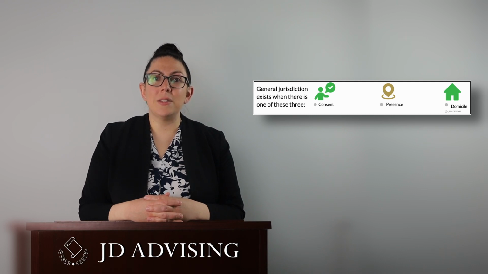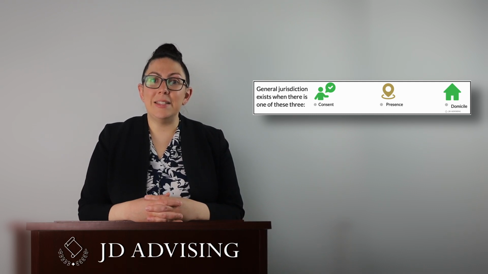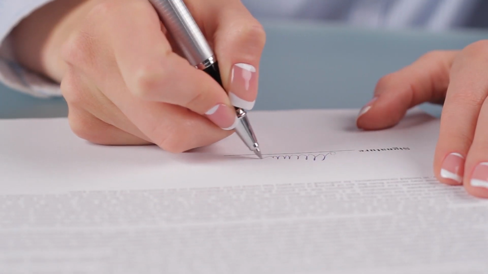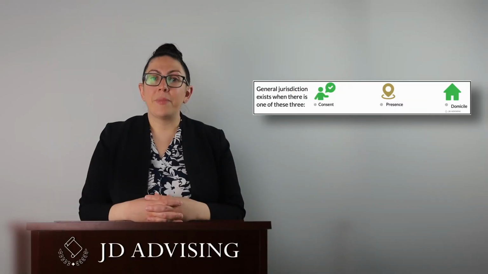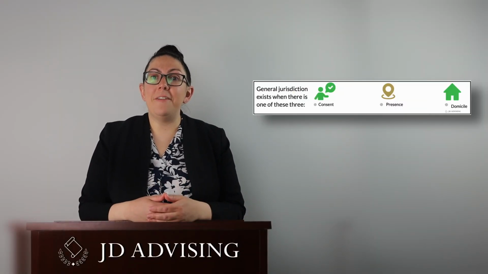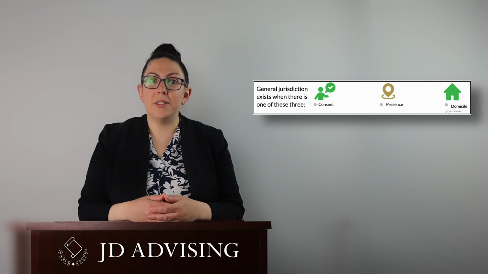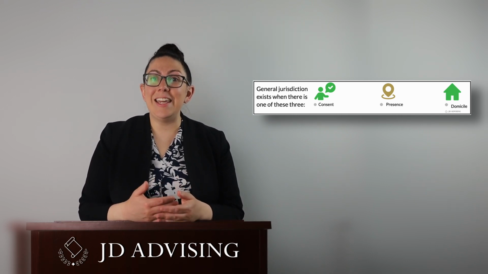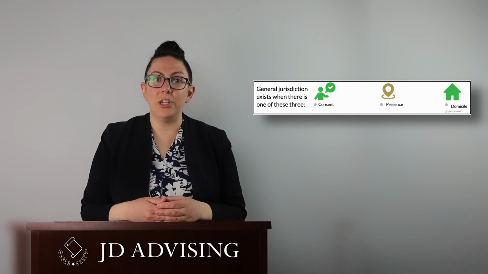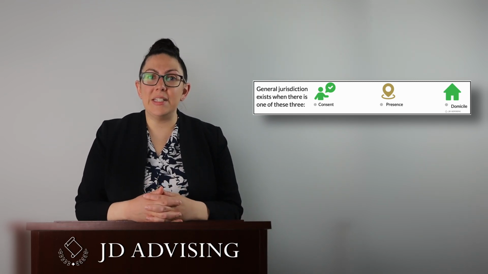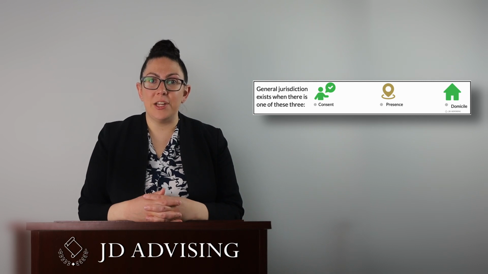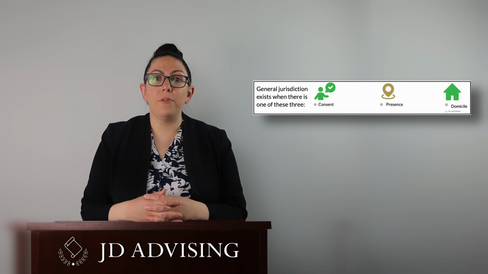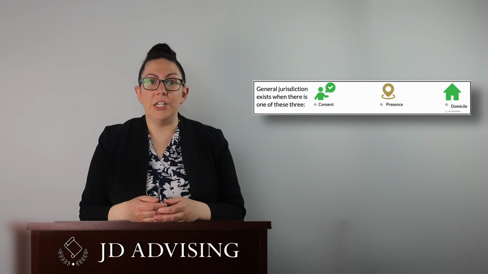Consent can be express or implied. Express consent could occur, for example, if a person signs a contract in which they agree to be sued in a particular state. Implied consent could occur if the defendant fails to object in the first response to the plaintiff's complaint. Presence means that the person is either present in the jurisdiction when served or has continuous and systematic contacts with the jurisdiction. Finally, domicile can be a means of establishing jurisdiction both for an individual or for a corporation.